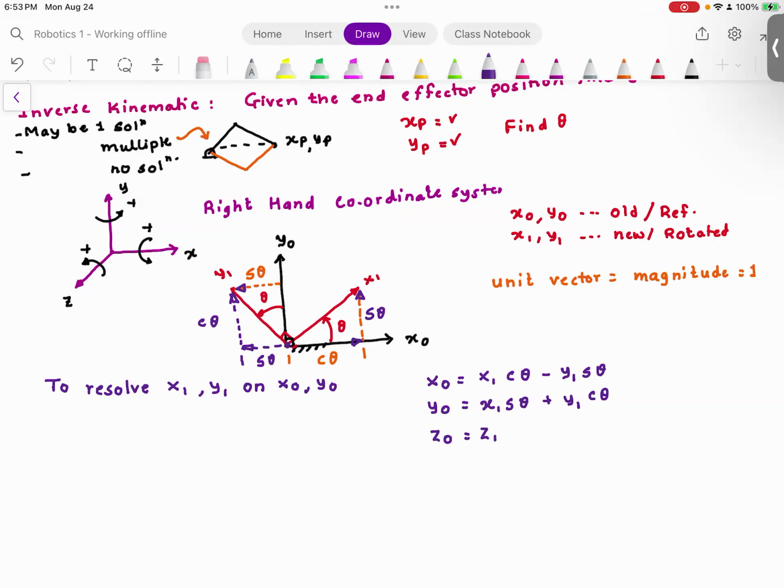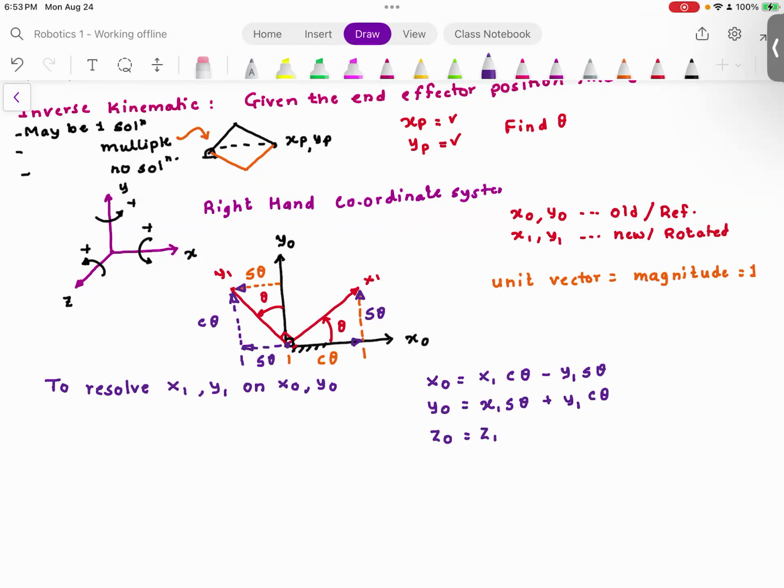Wait, so when you say x is equal to, x1 will be like what? That's the intercept, right? One. Okay. But in this figure, for explanation, I showed x1 and y1.